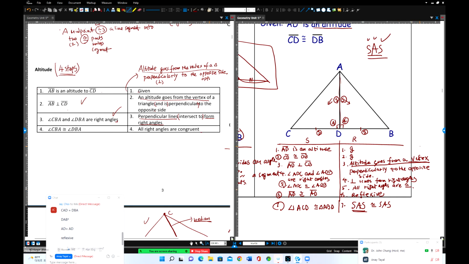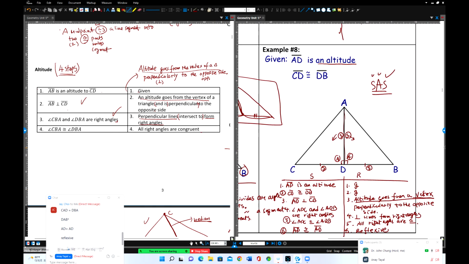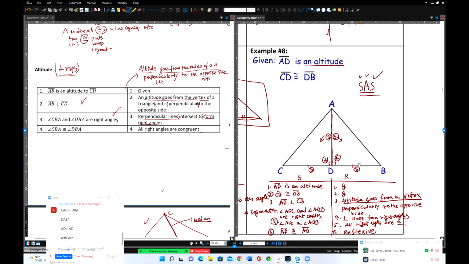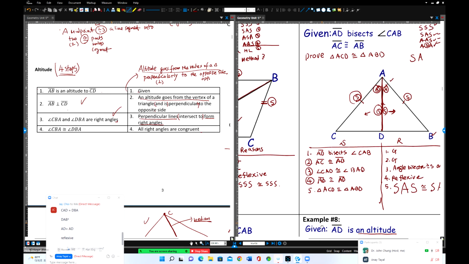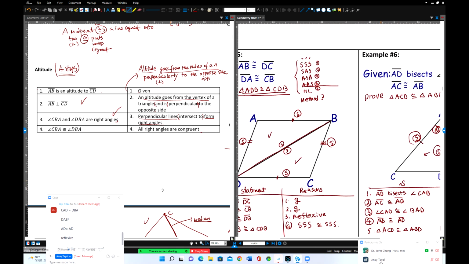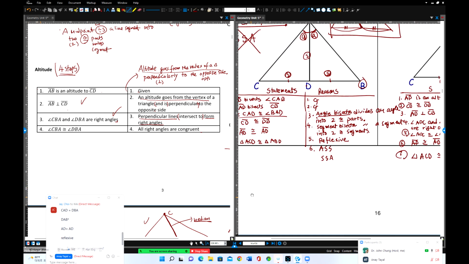Okay, but you gotta be careful when you got an altitude. When you got medians, especially medians and altitude, you gotta be very careful. We got the median already, right? No median? Oh, really? Okay, we go next.